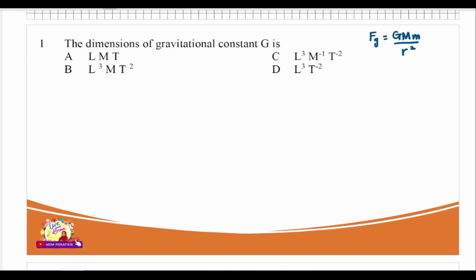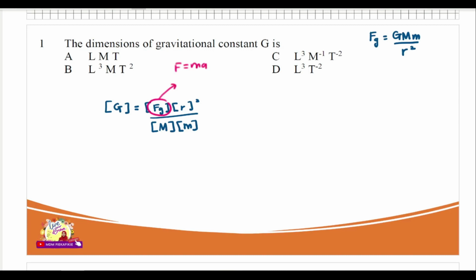Okay, therefore we can write G. Dimension for G is equal to, rearrange this equation. So G is equal to dimension for force, gravitational force, times dimension of R squared over dimension of the first mass times the dimension of the second mass. Okay, and always remember the dimension for force. Ingat lagi ke? So force equation dia apa? F is equal to MA.